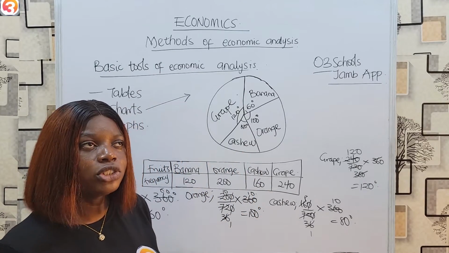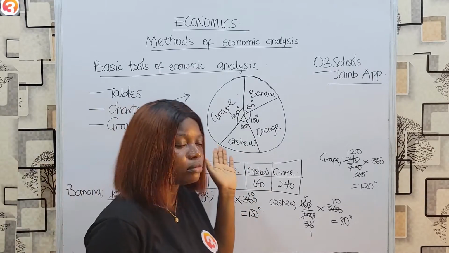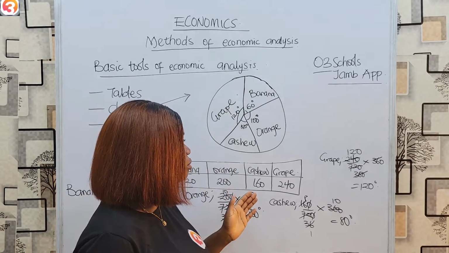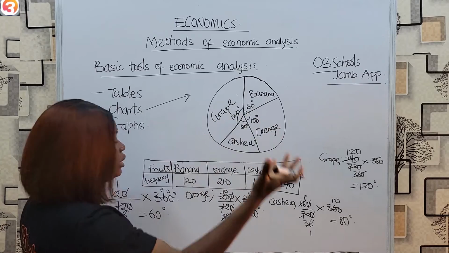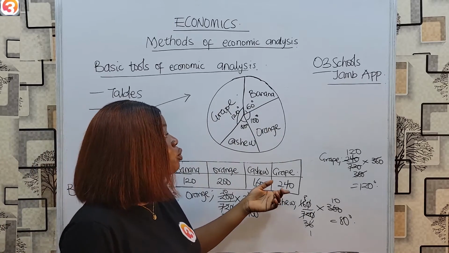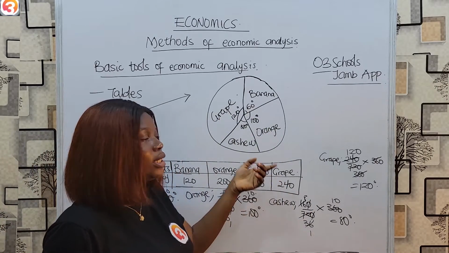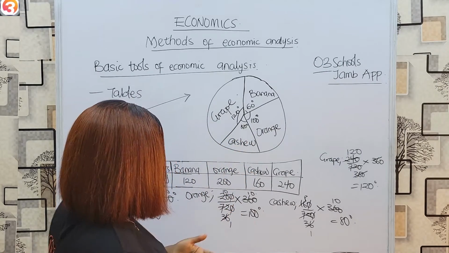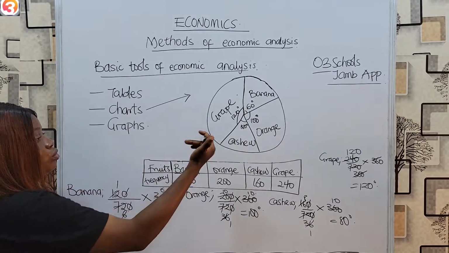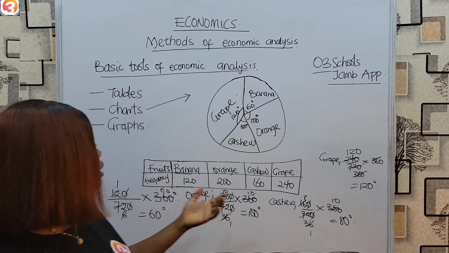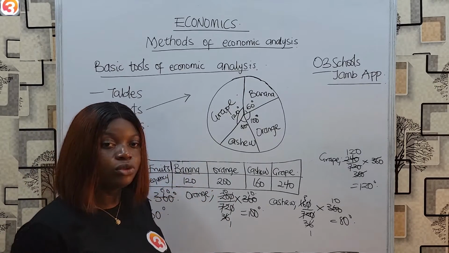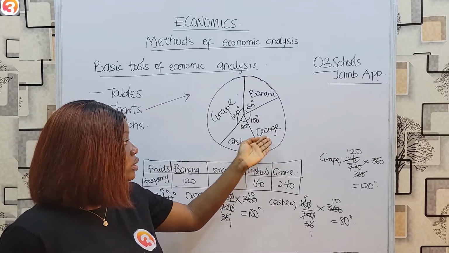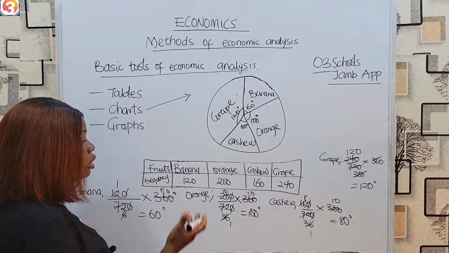Now, in a situation like this where they give you the pie chart and ask you how many, or what is the frequency of grape in the pie chart given above or below, however it comes, what you do is simply the same way we did: frequency over total frequency multiplied by 360 degrees.